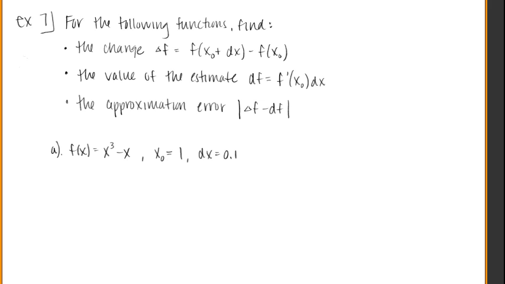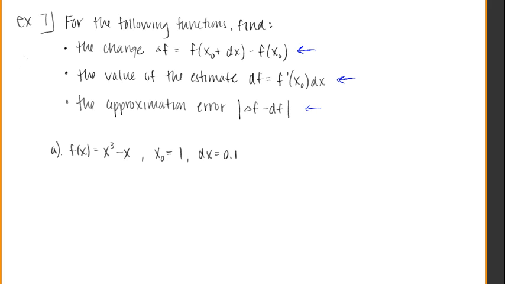Okay, so for the following functions, they're asking us to do several things. First of all, we want to look at the change delta f in the function, and then we're going to look at the value of the estimate df, and then this last part is to see what kind of error we're getting when we're comparing the two. So the top one represents the actual change, what's really happening. This is representing the estimate that we're trying to get using the derivative, almost like the linearization process. And then this third part is telling us what kind of error we're getting.